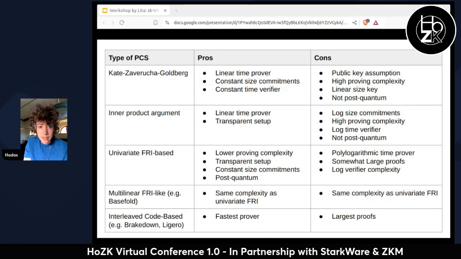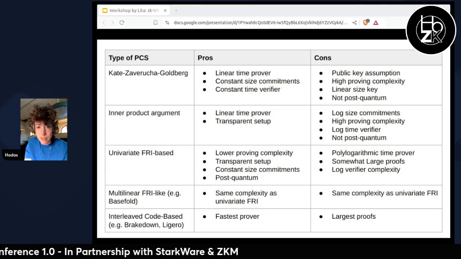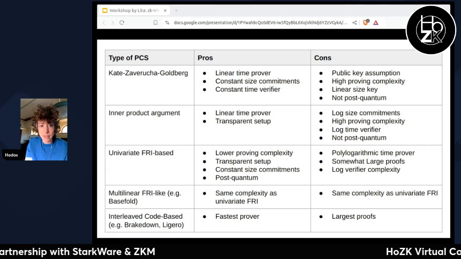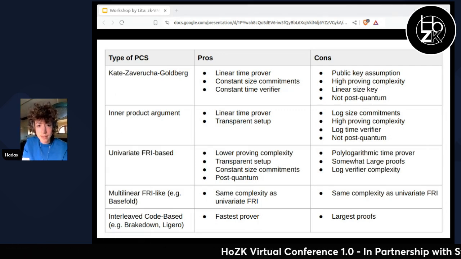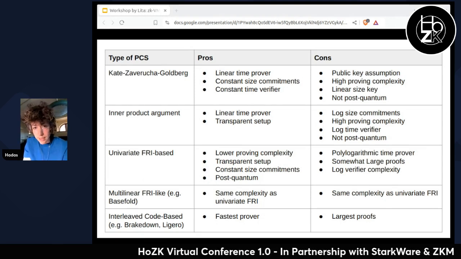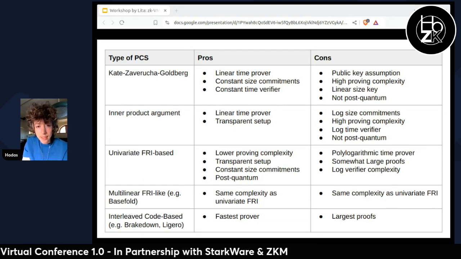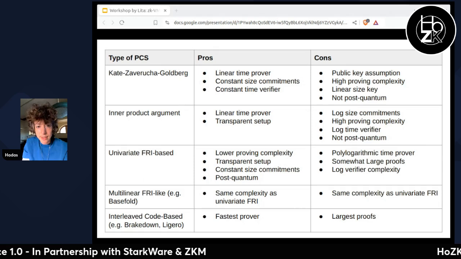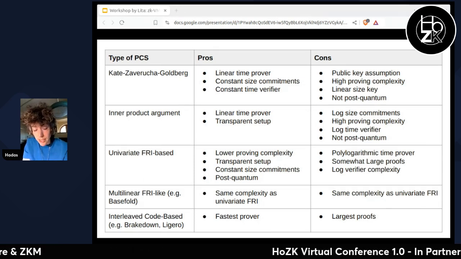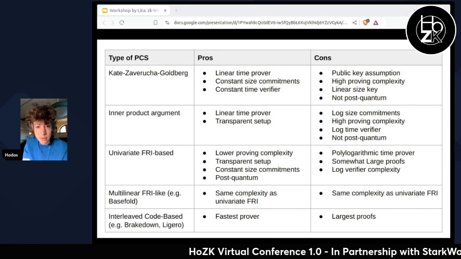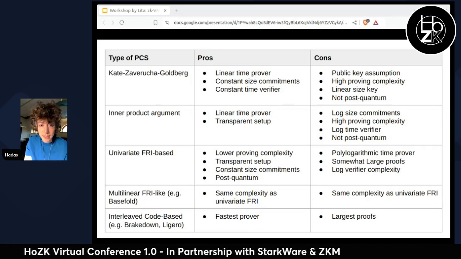Then we have inner product argument PCS, which have transparent setup and a linear time prover, but have still high proving complexity. Next, we move to univariate FRI-based, which is currently what we use, and that has a really concretely inefficient prover, even though it is quasi-linear instead of linear. But it also is post-quantum and has a transparent setup. The proof sizes are larger than with KZG and elliptic curve based ones, but it's a manageable size, I think. Although improvements on that will be exciting.